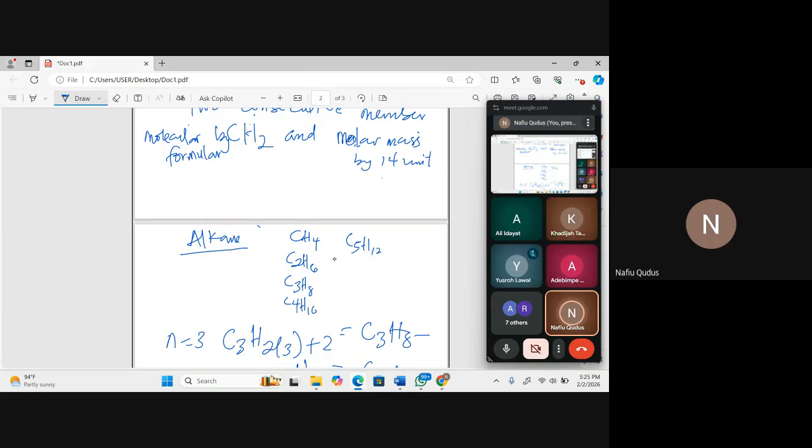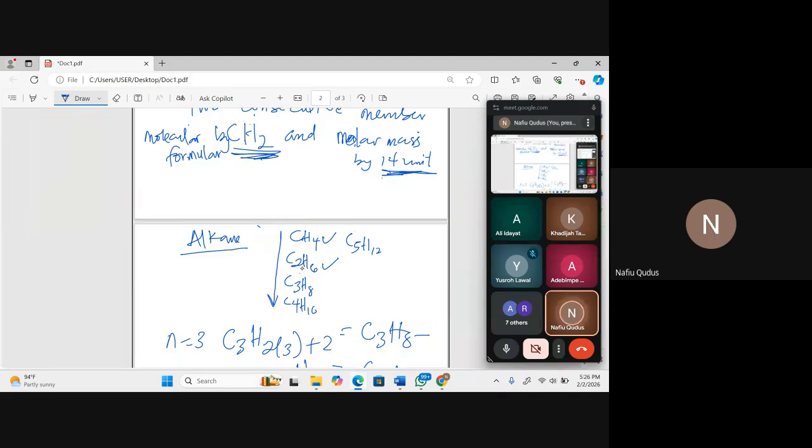Now, let's go back to homologous series. What is homologous series saying? It is the family of organic compounds which follows a structural pattern in which two consecutive members differ in molecular formula by CH2, and molar mass by 14 units.